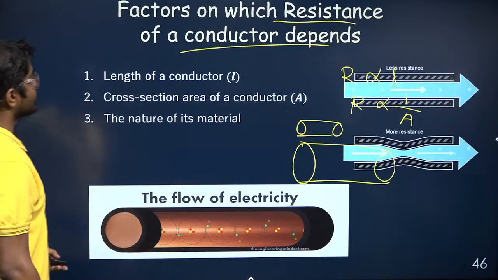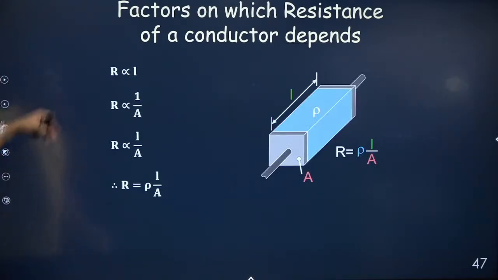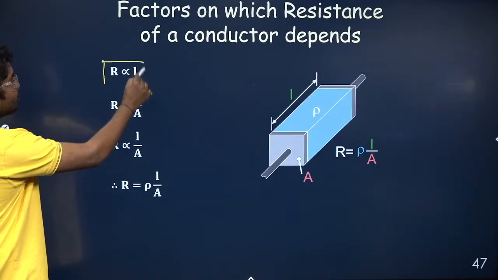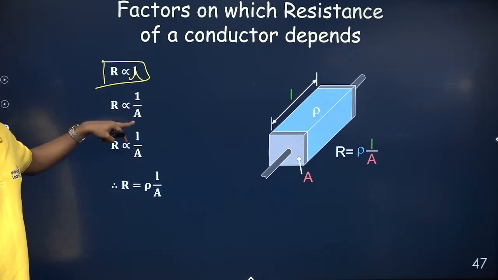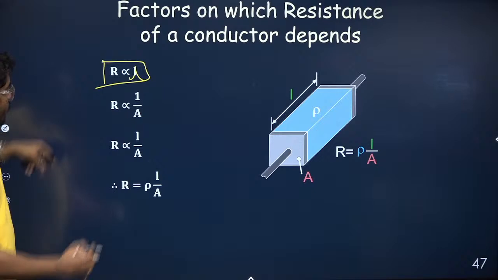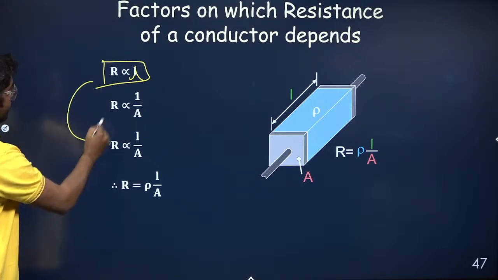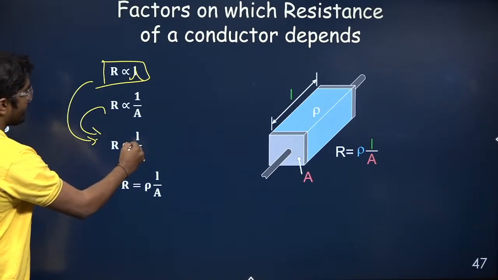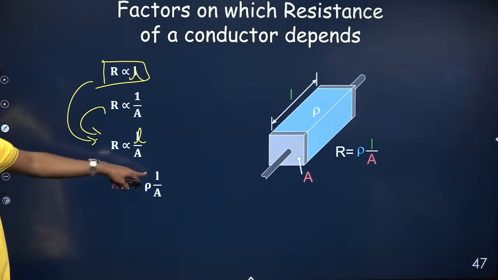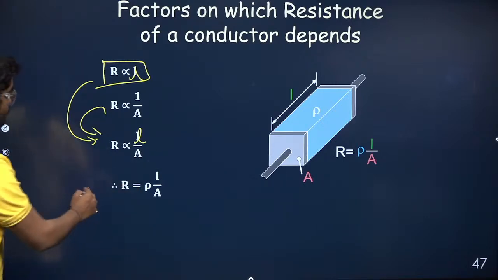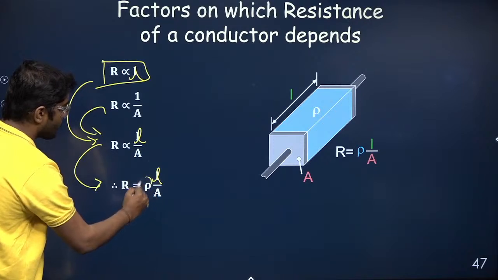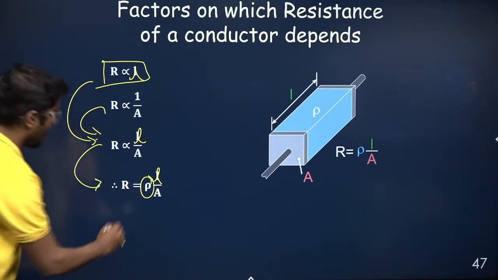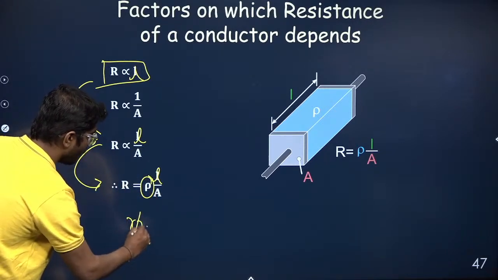So now let's write down these equations. So resistance is directly proportional to the length and inversely proportional to the area of cross section. So you can combine these two. So resistance is directly proportional to length divided by area. This is not current, this is length. So we can add the constant of proportionality. This is called rho. How will you pronounce? Rho.